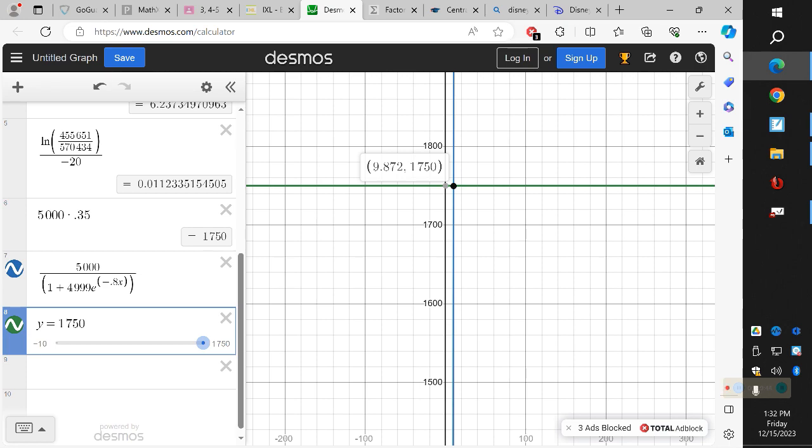What does t represent in the story problem? Days. And what does y represent? The amount of students infected. So that means that 9.872 represents the number of days, and 1,750 represents the number of students. So after 9.872 days, I now will have 1,750 students infected with the virus.